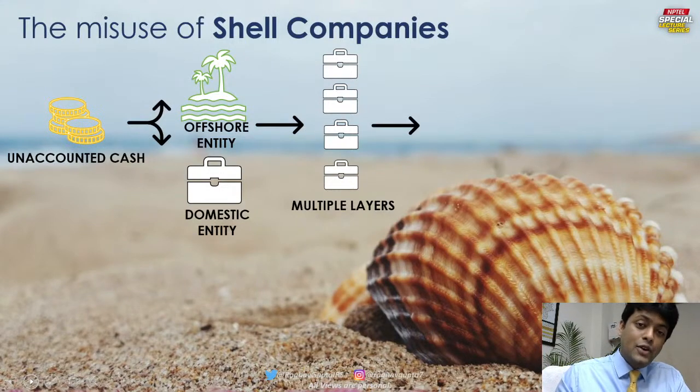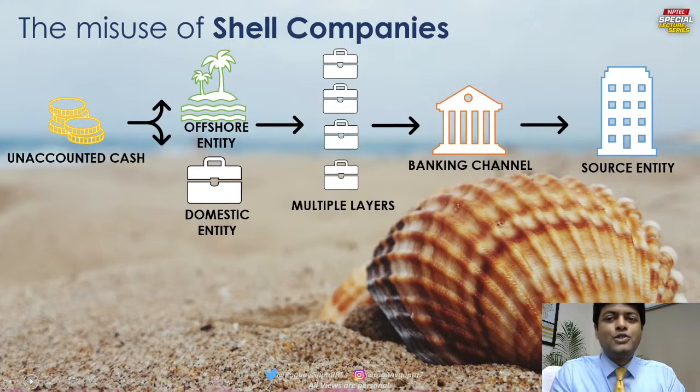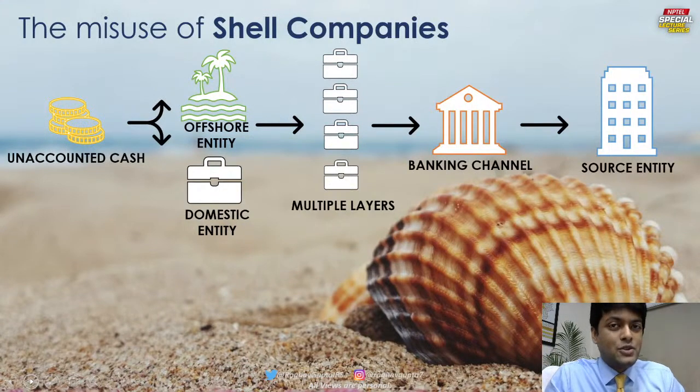What happens next? Well, the multiple layers of these shell companies are able to contribute into the banking channel and ultimately back to the source entity. And when these funds are going back to the source entity, they are typically mischaracterized. The one which we discussed before in the previous slide, they are mischaracterized as either a loan, or it could be characterized as a share premium or share capital, etc.